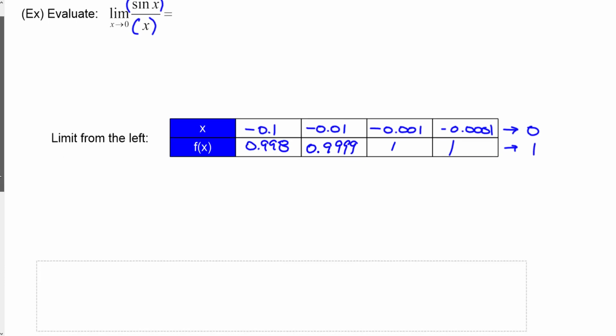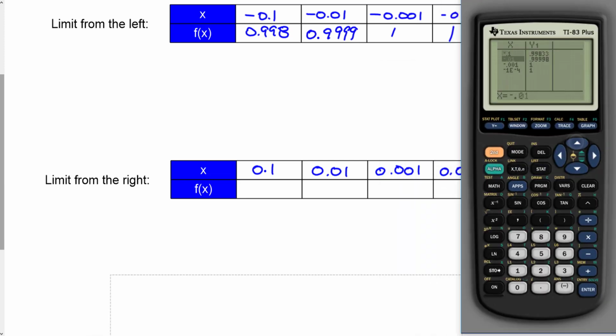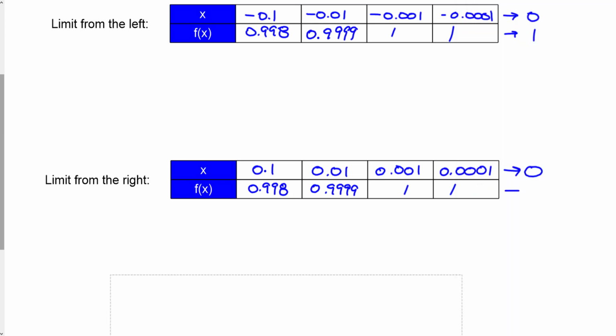If we look at the limit from the right, then we want values that are larger than 0, but getting closer and closer to 0. These are approaching 0. Now if I put in those numbers, so 0.1, 0.01, 0.001, and then that, we're getting the same results. And that's okay. It's just a symmetric graph. That's the only reason why these agree with one another the way they do. So that limit from the right-hand side is also 1, so that tells me that the limit overall is 1.